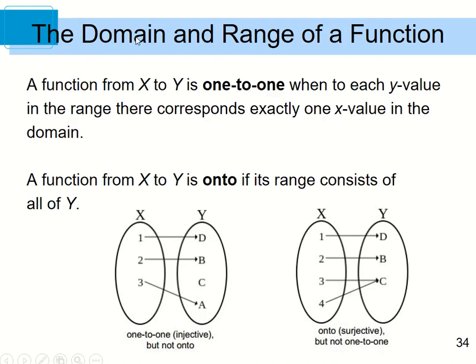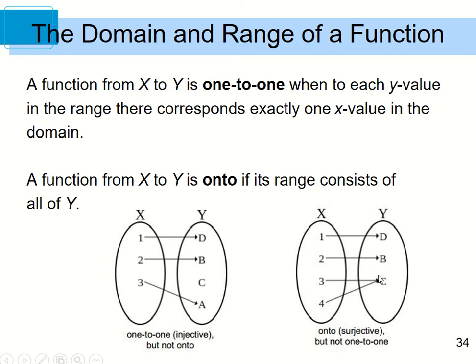Now, as a conclusion, a function from x to y is a one-to-one function when each value in x is assigned to one value in y. So we say this is one-to-one. You can see here this is not one-to-one, because 3 and 4 are assigned to the same value.